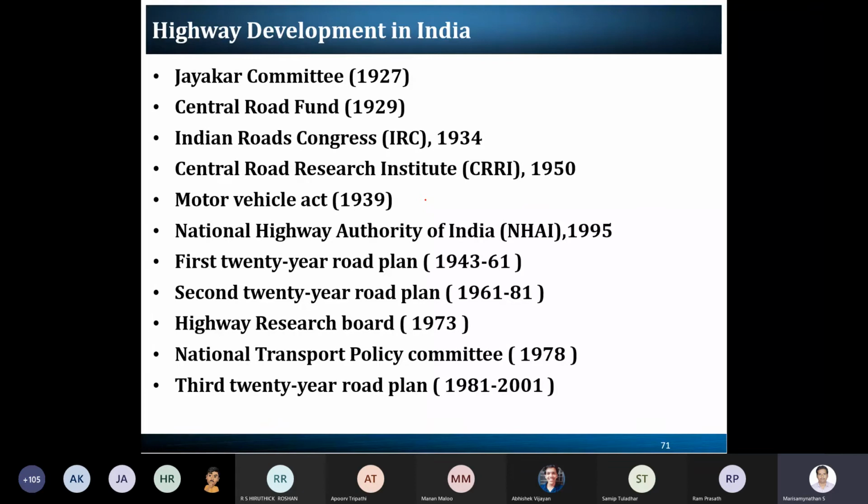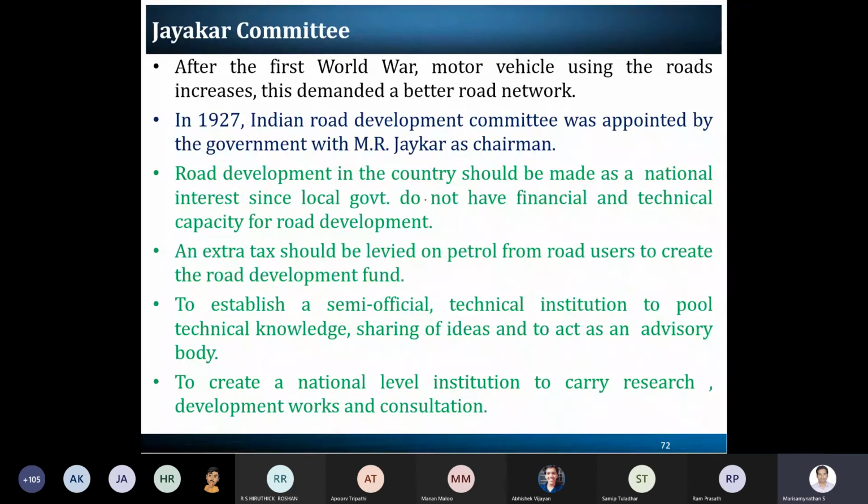First, we have the Jaikar Committee in India. Once the First World War was over, the domination of motor vehicles increased, which demanded better roads for users. We needed a technical committee that could take full responsibility for the road infrastructure development of our country. So the government appointed M.R. Jaikar as chairman, and introduced the Jaikar Committee in 1927.